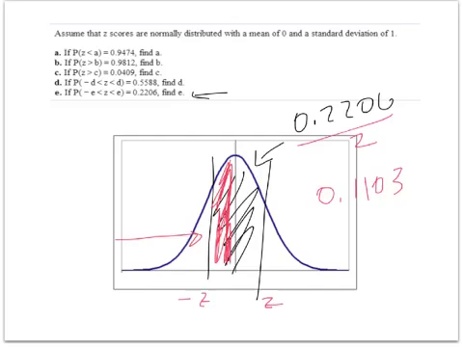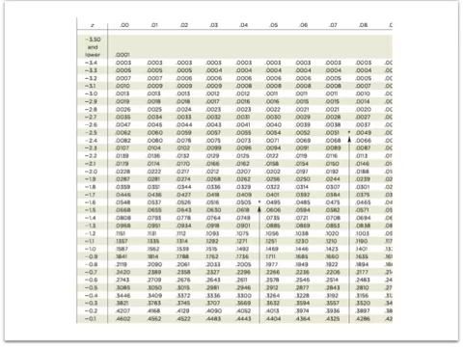So then this lower area here would be 0.5 minus 0.1103, and I get 0.3897. Up in the table, 0.3897, and I find right here it's negative 0.28. Within the right side of that would be a positive 0.28. And I'm done.